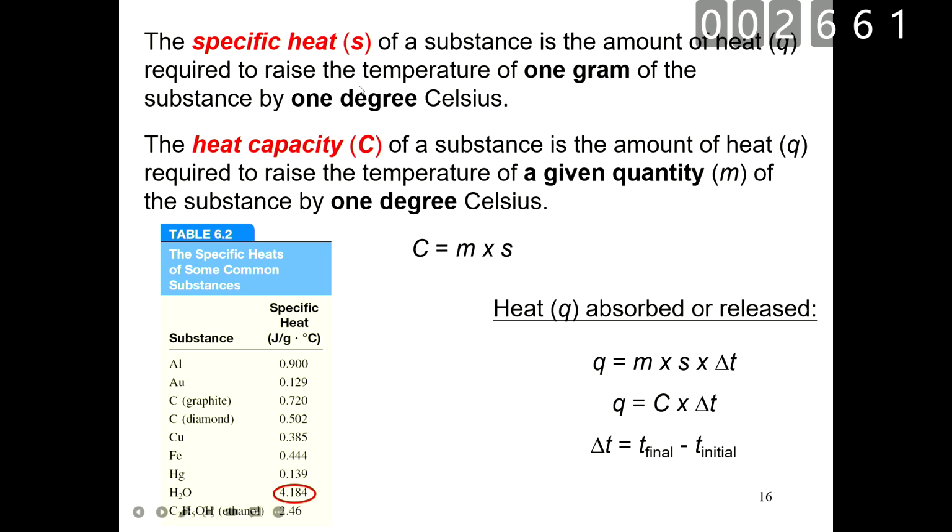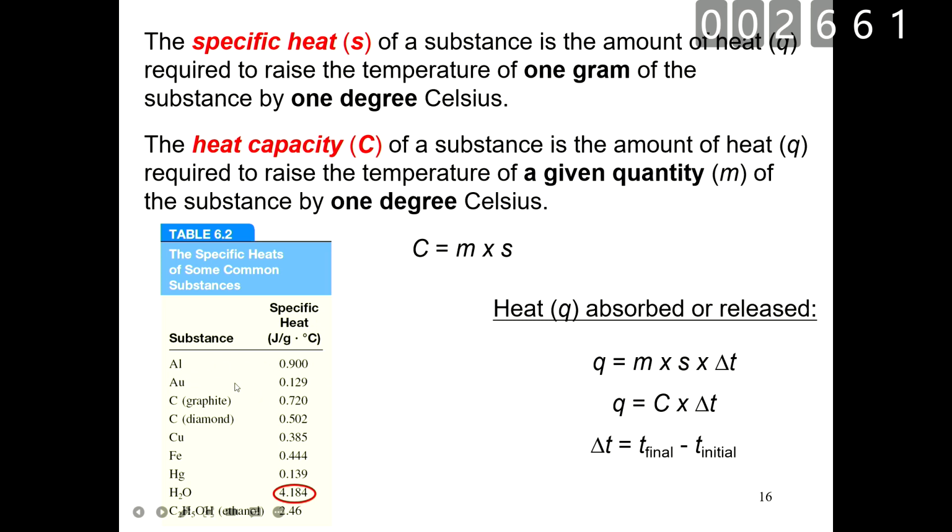According to this concept, what does this number mean? That's the amount of energy required to raise 1 gram of water by 1 degree. Right? That number is the amount of heat required to raise 1 gram of water by 1 degree. Very good. Yes. This number is the heat required for 1 degree for 1 gram of water.